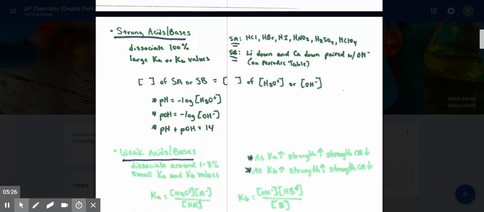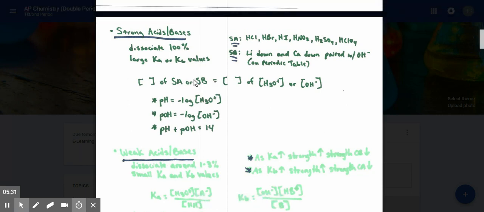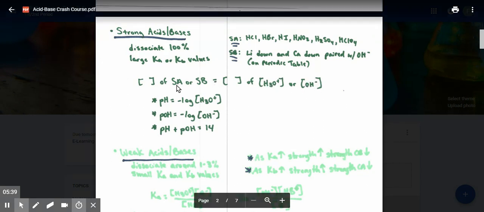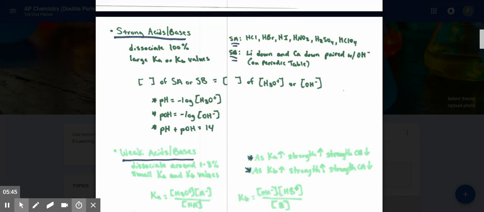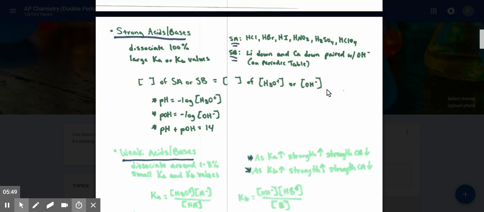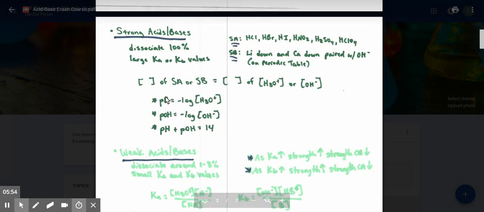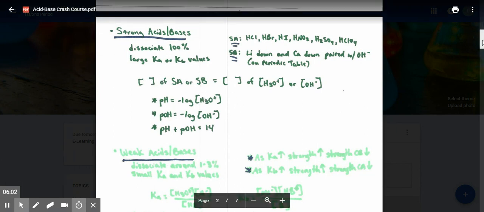And what's important about these is that whatever the concentration of the strong acid or strong base that you have, that is exactly equal to the concentration of the H3O plus or the OH concentration. So if I have a strong acid, its concentration is equal to H3O plus concentration. If I have a strong base, its concentration is equal to the OH concentration. After that, once I know these two concentrations, I can either find the pH or the pOH accordingly.